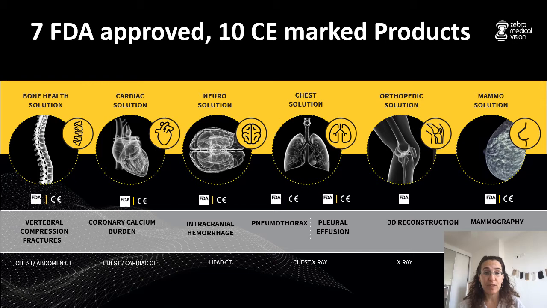At Zebra Medical Vision, we bring a large, diversified AI medical imaging portfolio with 7 FDA clearances and 10 CE marked products. Our portfolio includes a wide range of modalities and applications, including vertebral compression fractures identification, coronary calcium burden detection, intracranial hemorrhage identification. Also, we have solutions for chest x-rays such as pneumothorax and pleural effusion, and a solution for breast cancer in mammography.